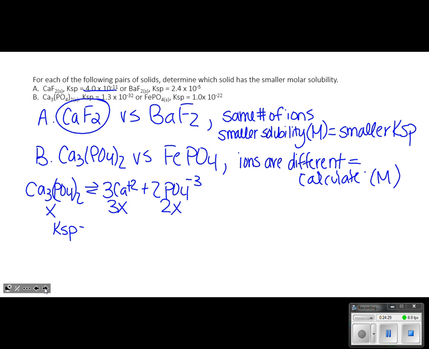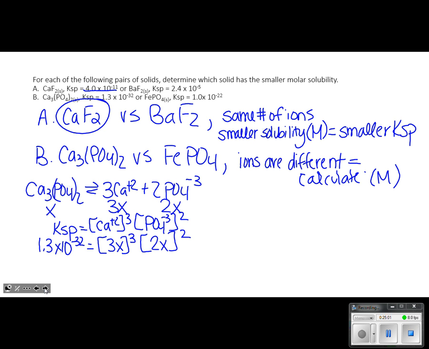Now be careful because there's lots of stuff going on in this one. We're going to have calcium, which needs to be cubed, and phosphate, which needs to be squared. Our KSP is 1.3 times 10 to the negative 32nd. Now, careful here. We're going to put in 3x, and it has to be cubed. And we're going to put in 2x, and it has to be squared.